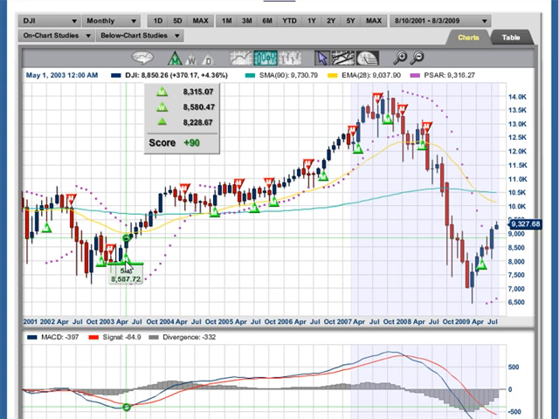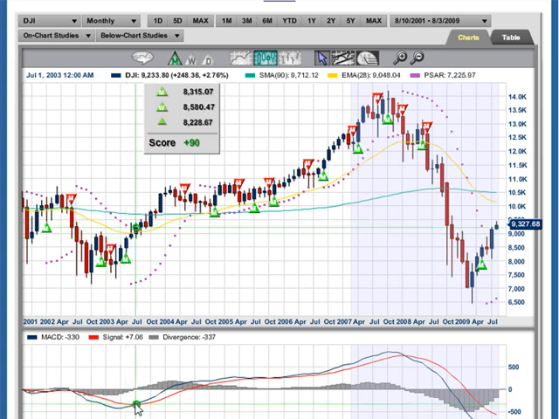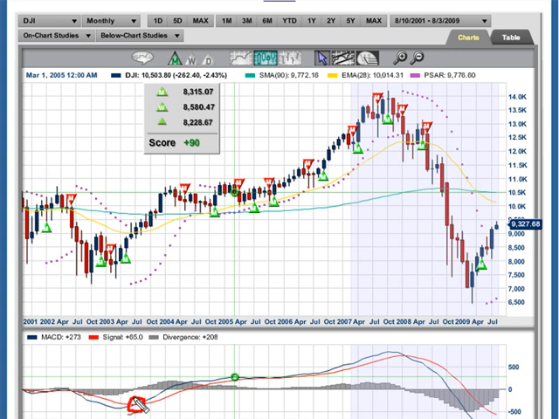You can see a trade triangle here on May 2nd of '03 at 8,587.72. Immediately following, you see a nice bullish crossover in the MACD right here. So you have a green trade triangle and a bullish crossover on the MACD. That gives you a strong buy indication on the market. Then you have a nice roll up, and some sideways trading action right here.